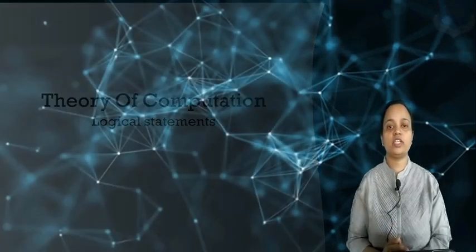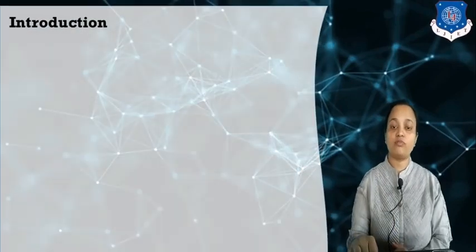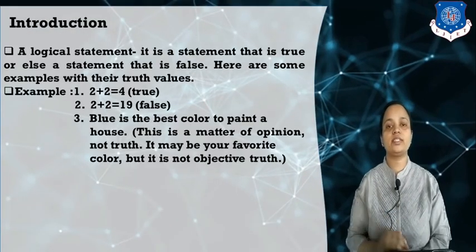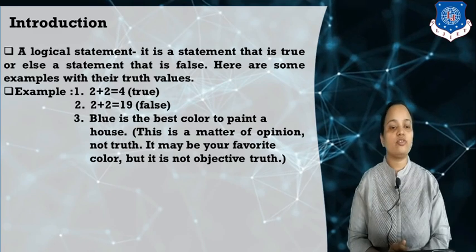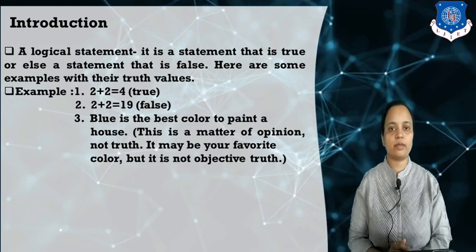First of all, we need to understand what a logical statement is. A logical statement is also called a proposition. It is a declarative statement that is either true or false. Here are some examples that I have given. The first example is 2 plus 2 equal to 4. So the statement is true.